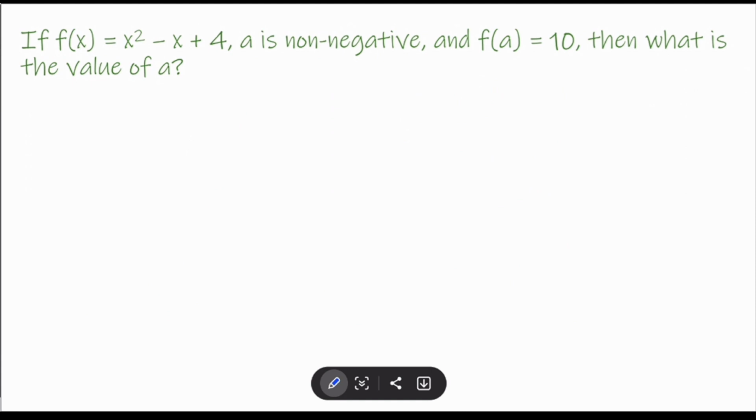Okay, so let us solve this problem. We have, if f of x is equal to x squared minus x plus 4, a is non-negative, and f of a is equal to 10, then what is the value of a? Alright, so let's have the f of x first. I need space, so we're gonna start from the left. f of x is equal to x squared minus x plus 4. It says that f of a is equal to 10.